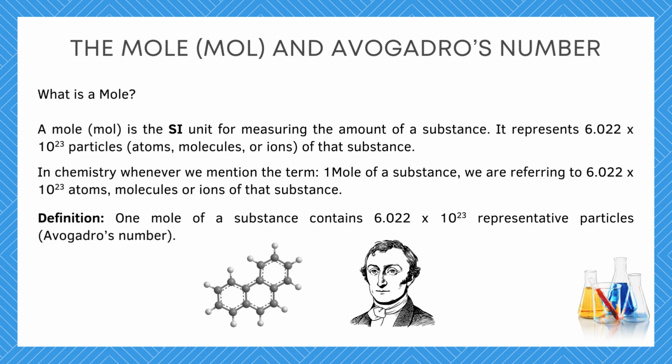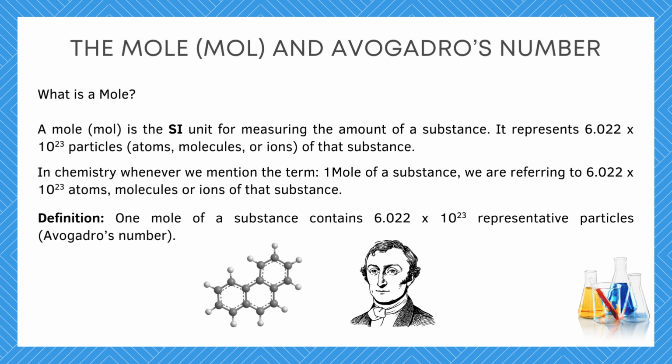It represents 6.022 times 10 raised to the power of 23 particles. And those particles can be atoms, molecules, or ions of that substance. Now, here is what we mean. In chemistry, whenever we mention the term 1 mole of a substance, we are simply saying 6.022 multiplied by 10 raised to the power of 23 atoms, molecules, or ions of that substance.